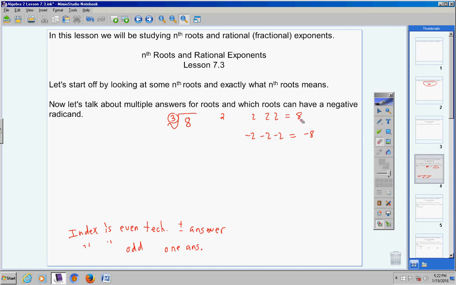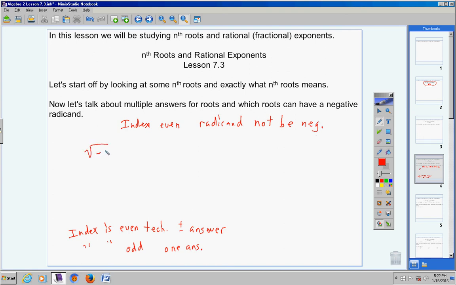Now, here's something else I want you to write down, okay? When the index is even, the radicand cannot be negative. Cannot be done. You cannot have the square root of negative 8, or the 4th root of negative 8, or the 6th root of negative 8, or the 8th root of negative 8. If your index is even, the radicand cannot be negative.